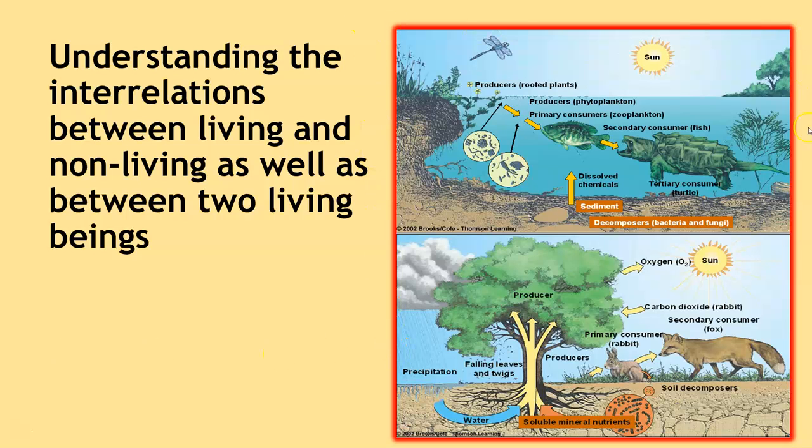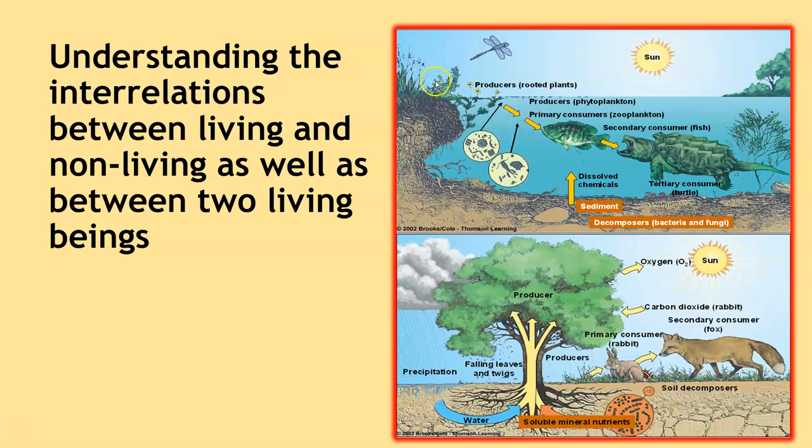To understand that, have a look at this image here. There are two different ecosystems shown here. The first one is showing you an aquatic ecosystem. You can see here you have the producers, primary consumers, secondary consumers, and tertiary consumers. You are aware of our food chain. So here you can see that you have the rooted plants and the phytoplanktons which act as the producers. Then you have the zooplanktons which feed on them, which act as the primary consumers. Then the fish acts as the secondary consumer which feeds on the zooplankton. And then you have the turtle, which acts as a tertiary consumer and feeds on the fish.